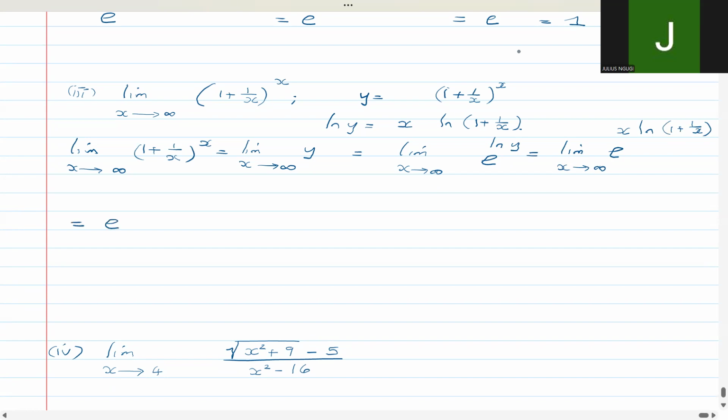Using the properties of limits, exponential, then limit as x approaches infinity of x natural log of 1 plus 1 over x. If you substitute x by infinity, you get infinity times ln of 1, which is 0. So it's an indeterminate type. So we need to make it a type of 0 over 0.